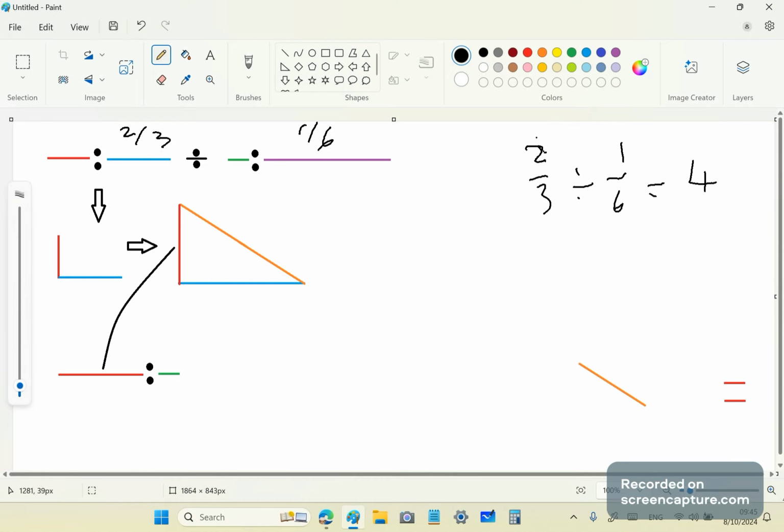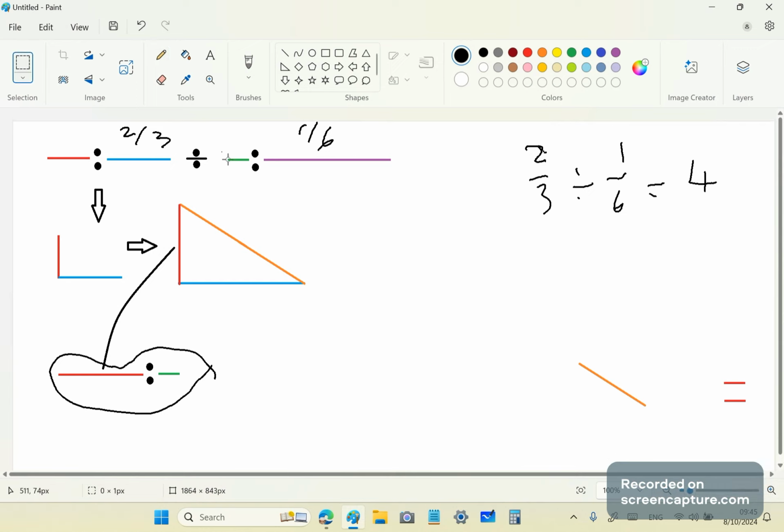So what that means is if you take 1/6 and you measure 2/3, the answer will be 4. Okay. So now what I'm going to show you is that this ratio here has an exact measure of 4. How do I do that?